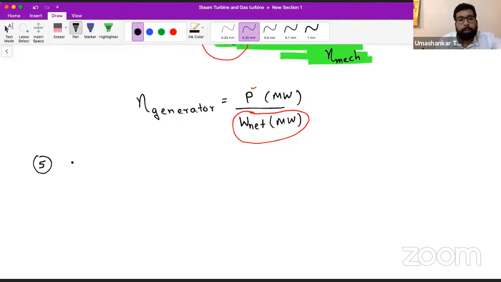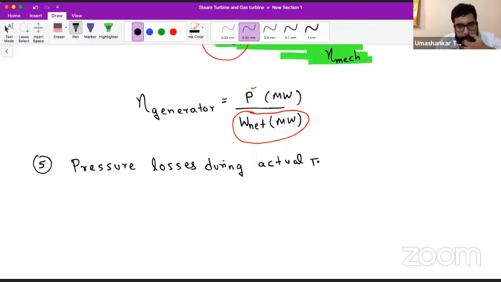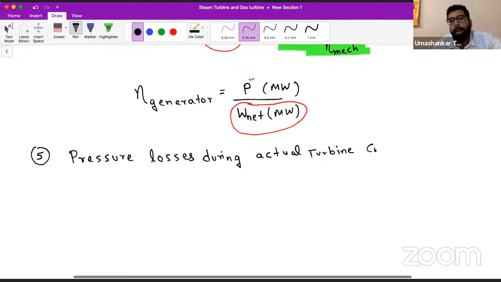So one last practical or actual consideration is pressure losses during the actual gas turbine cycle. Numerically it is not very common. Pressure losses will be given, so I am not going to put that into a numerical. So, pressure losses during the actual turbine cycle.